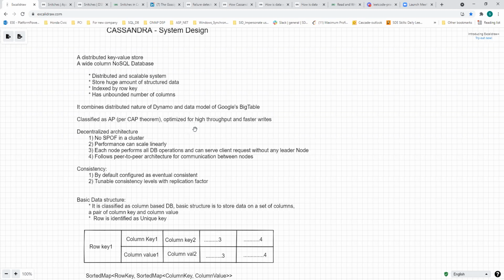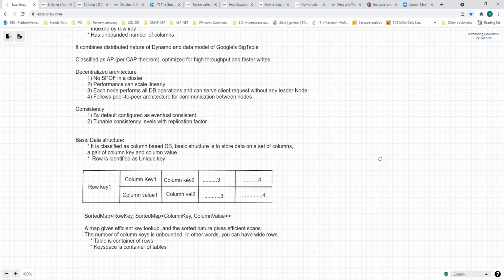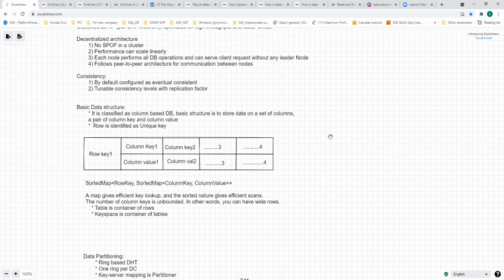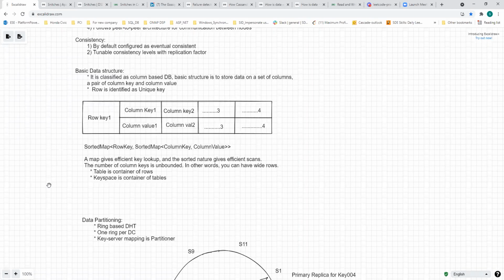It's like high availability for writes and partition tolerant, and it is optimized for high throughput. So it has the same decentralized architecture that we discussed for Dynamo, and only the consistency part is slightly different, because in Dynamo we never heard about various levels of consistency, and it was just eventual consistency there. But here we have different levels of consistency, and they are all tunable. So that is what was different in this.